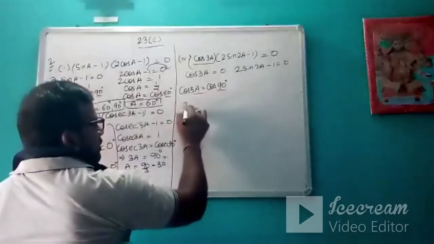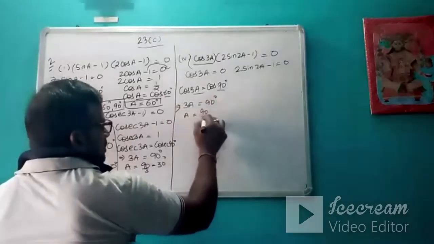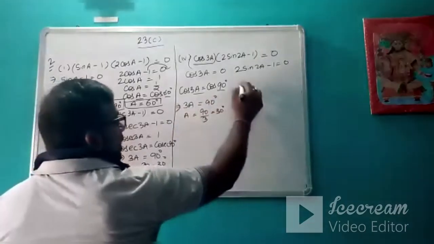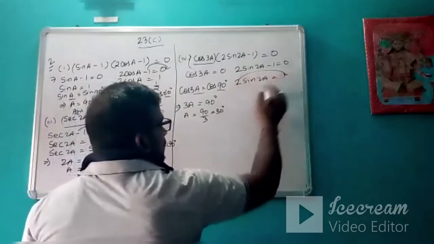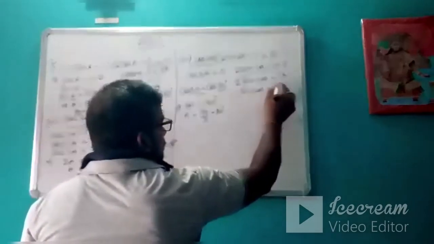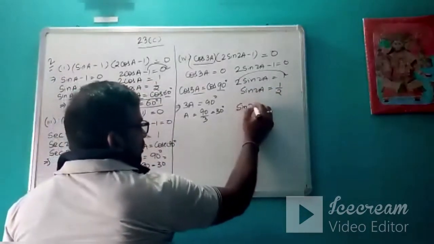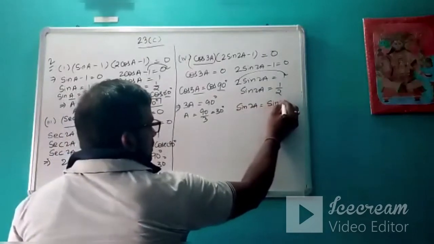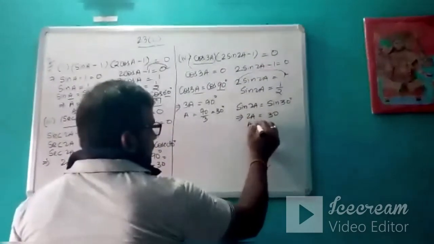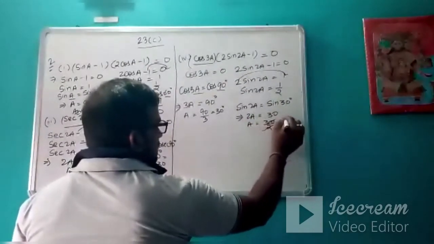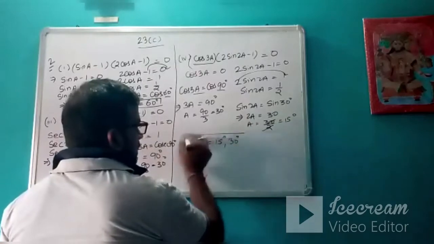So again, what we know, 3A equals 90, so A we will get 30 degrees. Then here, 2 sin 2A minus 1 is equal to 0, so 2 sin 2A is equal to 1, then this 2 will come here, sin 2A is equal to 1 by 2. Then what we know, when sine is equal to 1 by 2, the angle is 30 degrees. That means 2A is equal to 30 and A is equal to 30 by 2, that is 15 degrees. So our answer will be 15 degrees and 30 degrees.